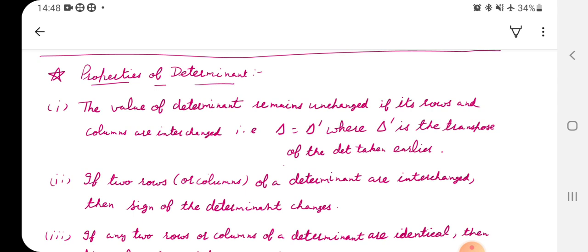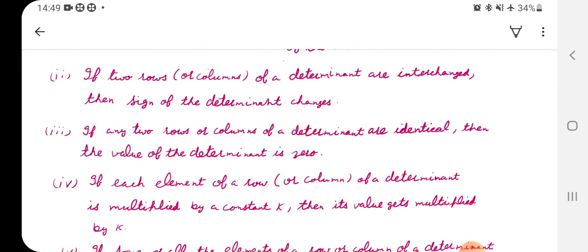Now the second property. This holds for both rows and columns. If two rows of a determinant are interchanged, then the sign of the determinant changes. If the determinant is positive, after interchanging two rows, the determinant will become the negative of the same number, right? This is what the second property says.